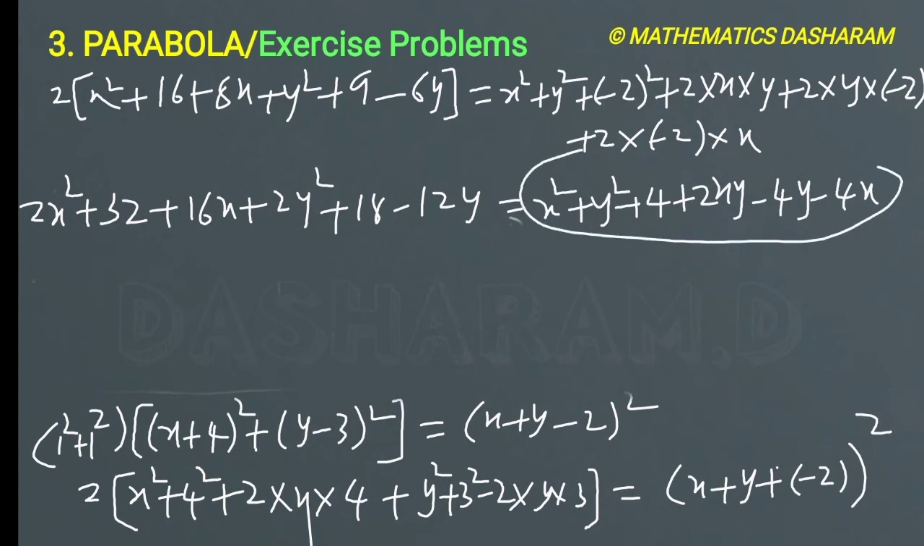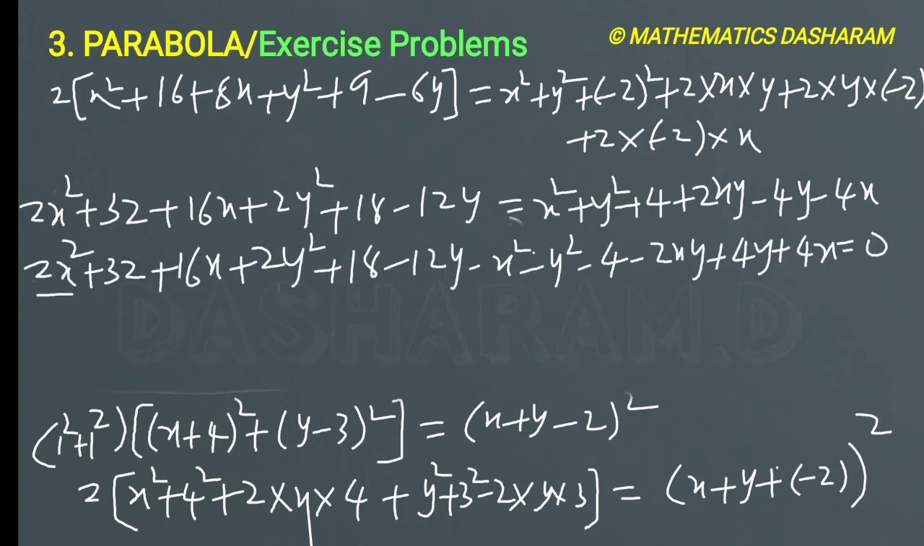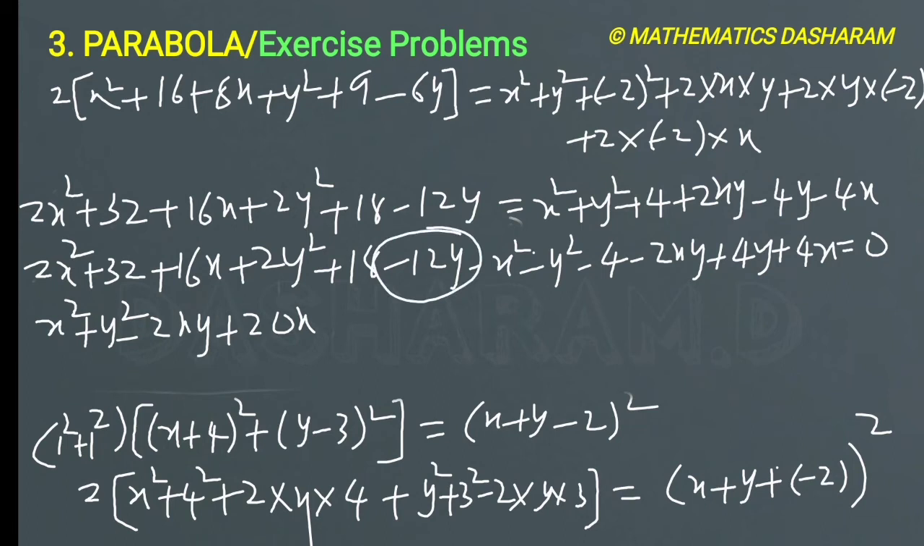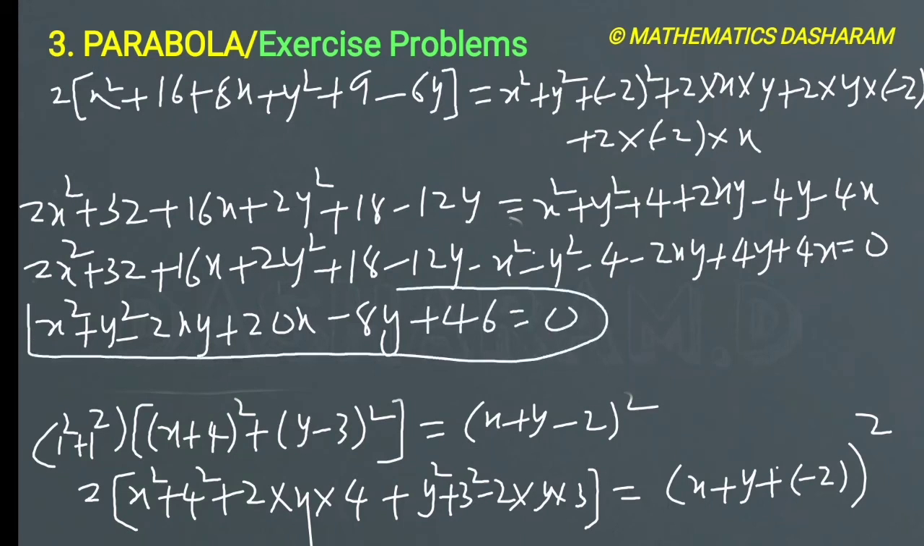Now write all these terms to the left side. 2x square minus x square is plus x square, 2y square minus y square is plus y square. Next, minus 2xy, next 16x and 4x, total 20x, minus 12y plus 4y is minus 8y, 32 plus 18 is 50, 50 minus 4 is 46, so plus 46 equals 0. So this is our required equation of a parabola.